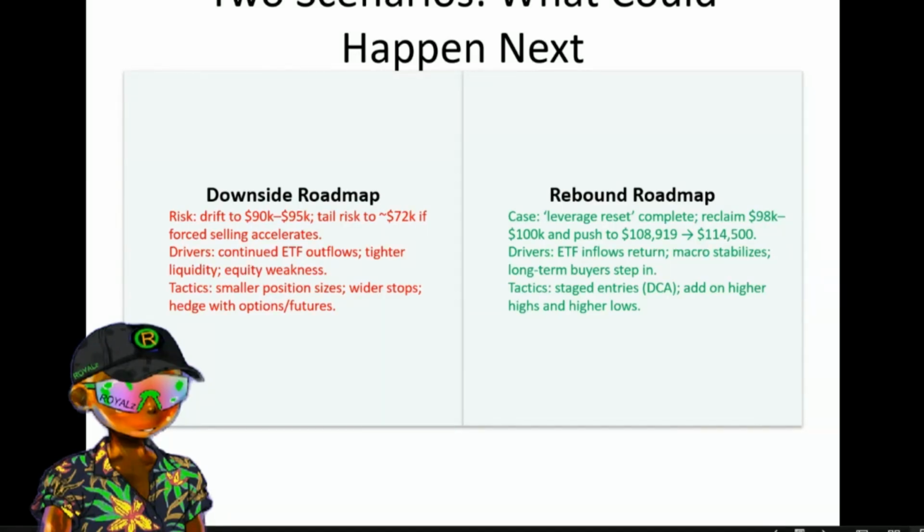And so what are the drivers? Well, if the ETF decides, hey, we're going to get some more inflows, right? The macro sentiment around the economy starts to stabilize, long-term buyers start to step in, and we start to say, hey, let's just participate in the market, and we're just going to continue to DCA, add on higher highs and higher lows, and let's just take this thing to the bank, right? So who knows? Well, not the bank. Just kidding. That was a joke.